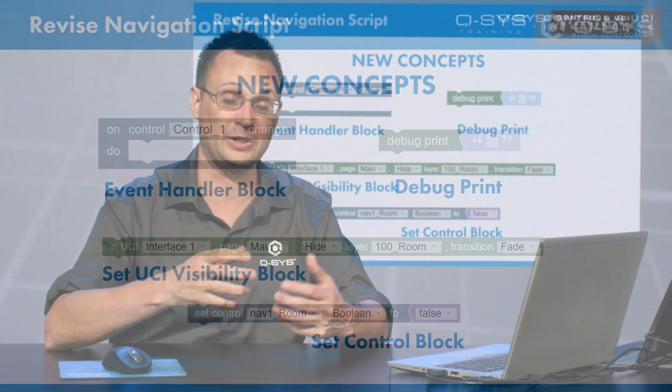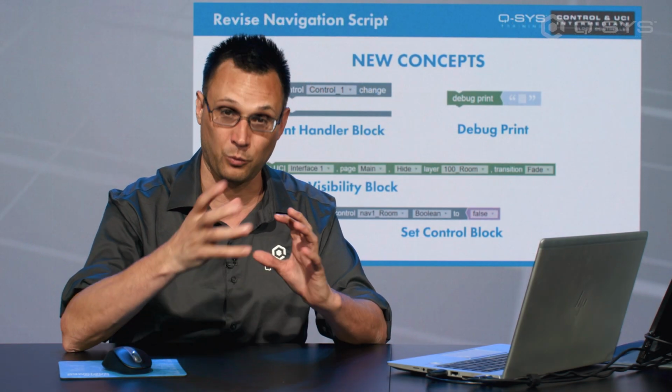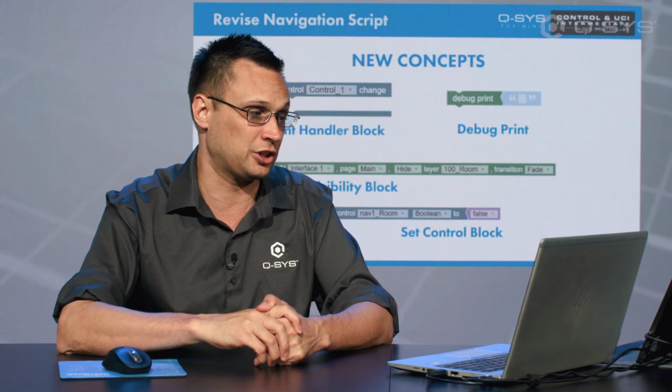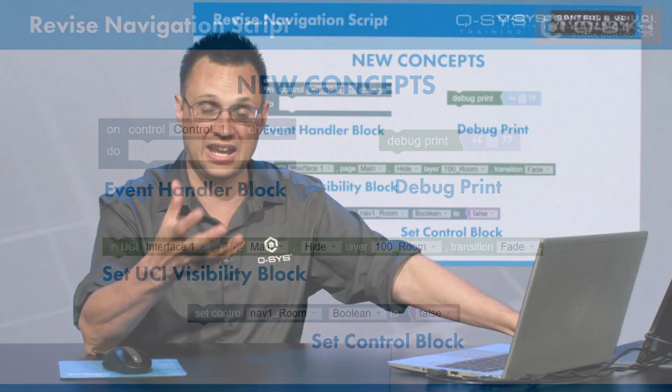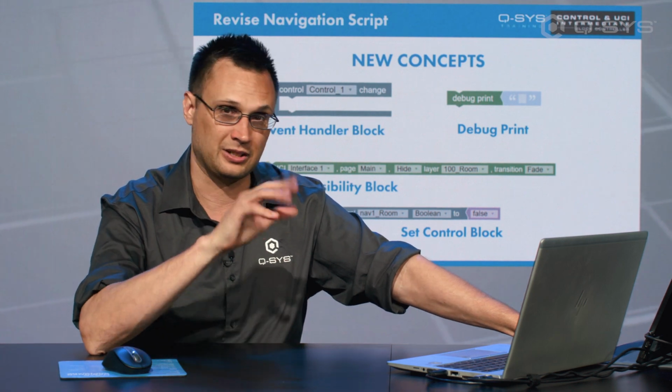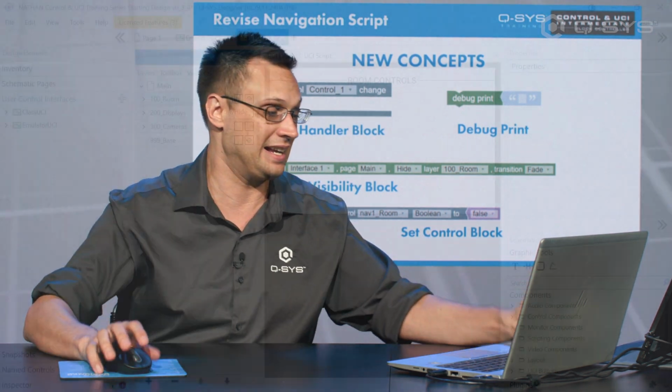That's a block we use to give us some feedback within Q-SYS about what is happening in our system. I'm going to show you the set UCI visibility block. This is a block that allows you to simply turn on or off a layer on our UCI and control the animation style in which it is revealed. And we're also going to be using the set control block. That changes the state of a particular control in our system. These are the four blocks we'll be using in this section.